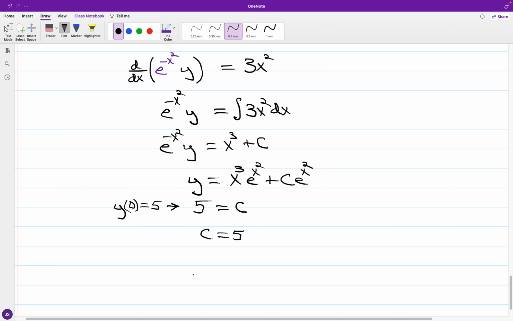And with the value of the constant determined, we can now say that y is equal to x cubed times e to the x squared plus 5 times e to the x squared. We can also factor out e to the x squared times the quantity of x cubed plus 5.